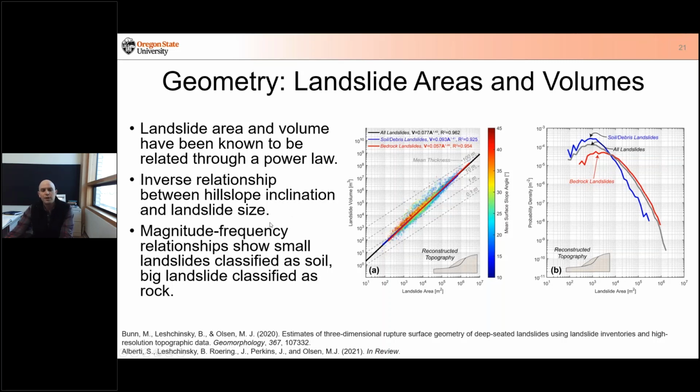These magnitude frequency relationships also show that smaller landslides tend to be comprised of soil and debris, while larger landslides are of bedrock. But of course, this characteristic rollover that we see is often a sign of undermapping of small landslides, and I don't think this inventory has the same issue.